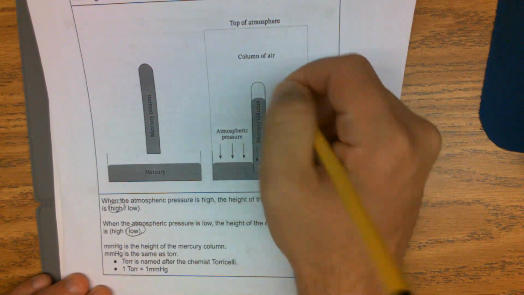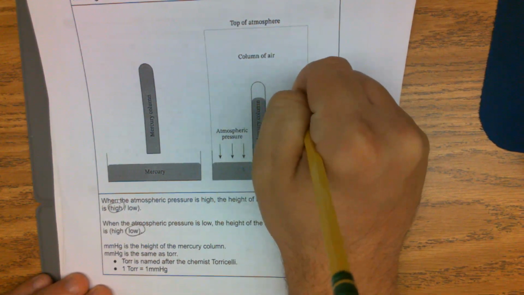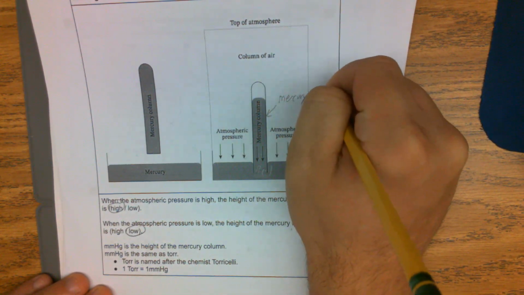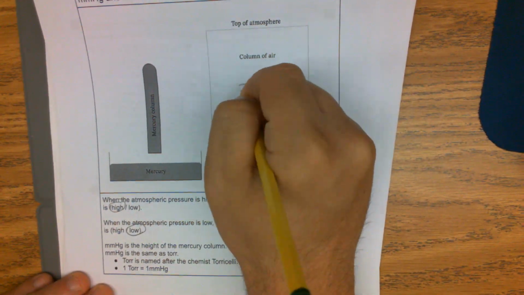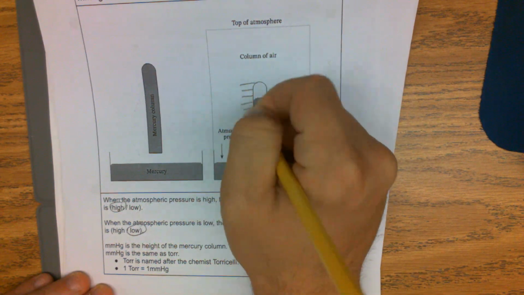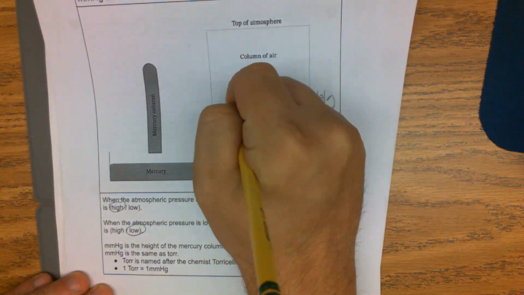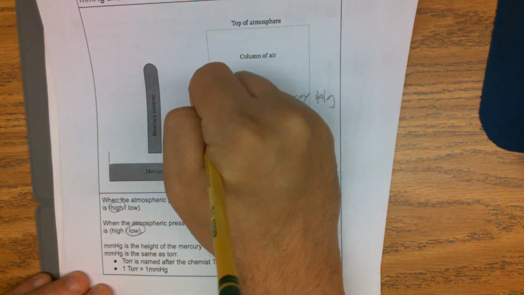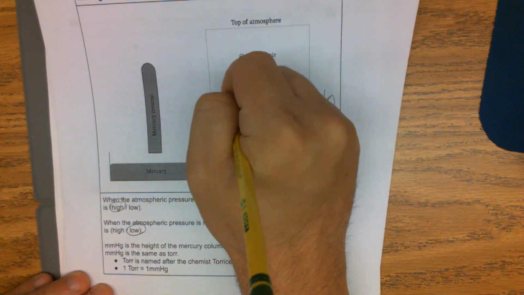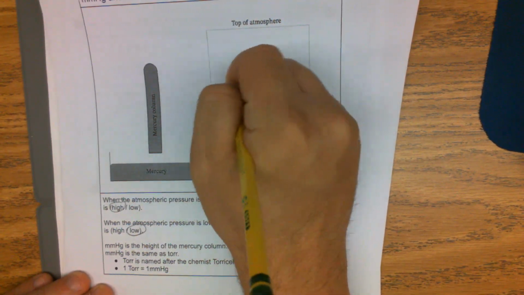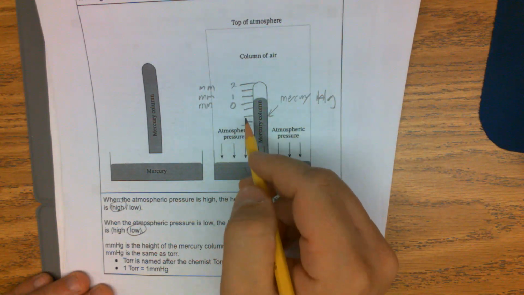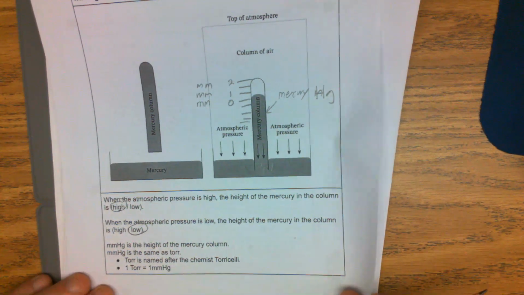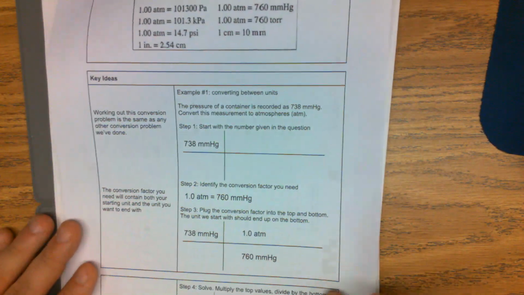So the mercury is Hg. And then if we were to measure these, we would just say that something like this is 0. We would do millimeters of mercury. So we'd say this is 1 millimeter, 2 millimeters. So this lets us kind of see how the scale is made. All right, and then we have our examples here.